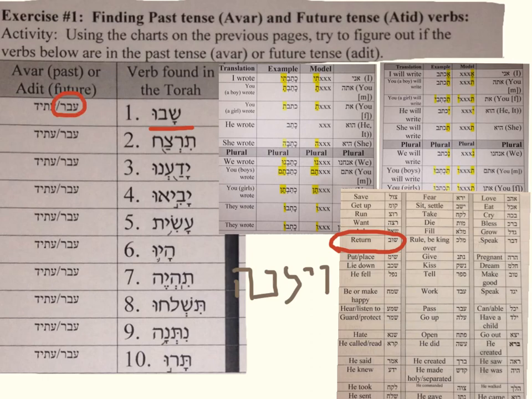So your job for homework is to go through. You don't have to translate each of these words. However, you might have to translate a few of them if you don't recognize them and you're not sure whether or not it's past tense or future tense. So here are the resources that you'll need. Go through, circle avar or atid for this whole page, and then we will continue to work on this together in class the next time that we see each other.